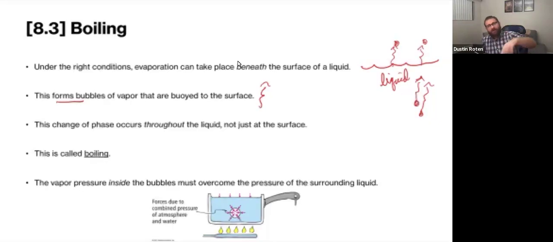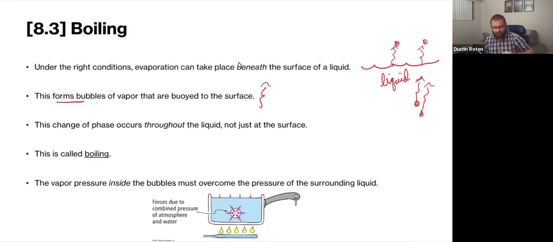Again, this change of phase occurs throughout the liquid and not just at the surface. That's because we're adding a whole lot of heat, lots of energy. And the fact that we're adding a whole lot of heat, a whole lot of energy, that's what's causing this process of evaporation to happen everywhere. And of course, this is called boiling.